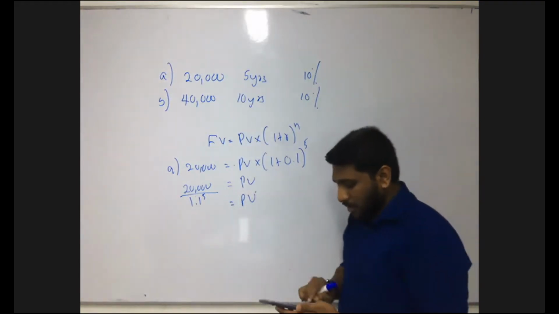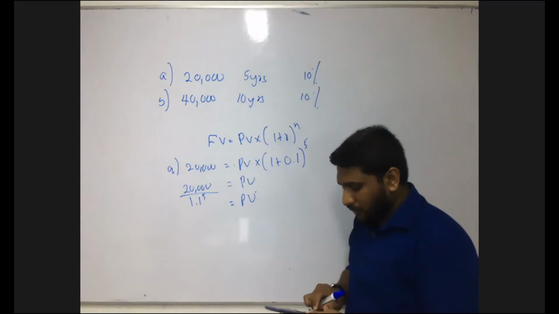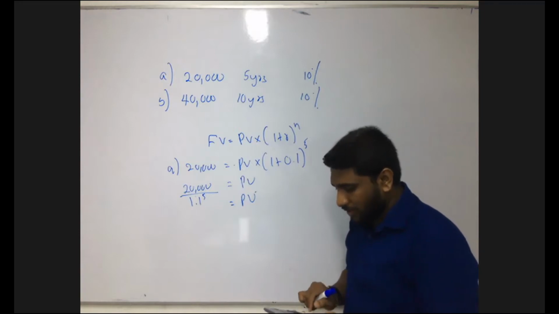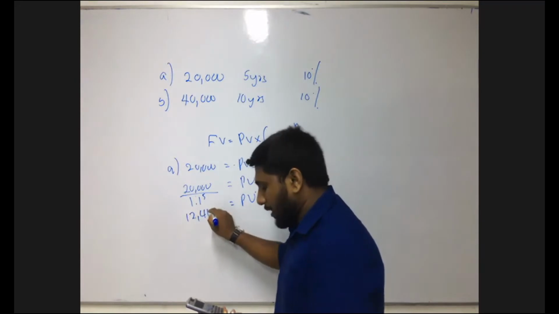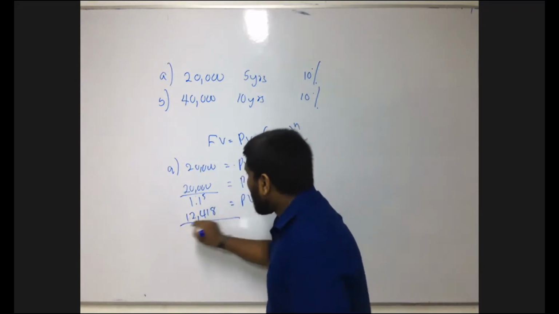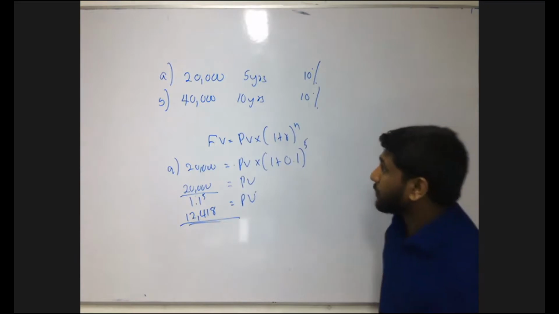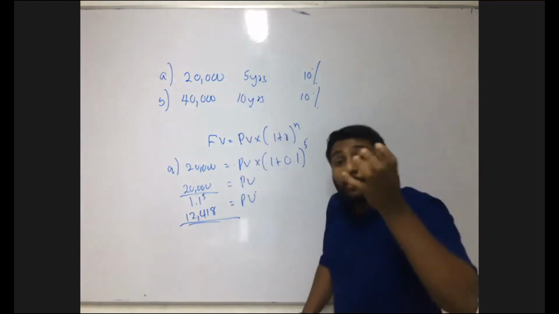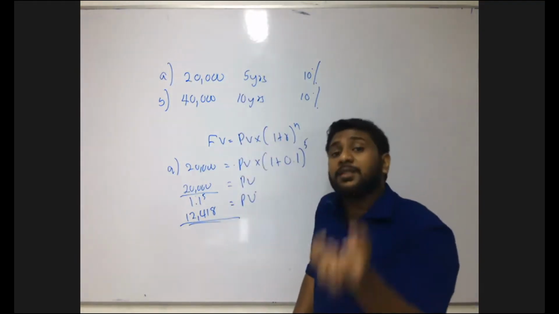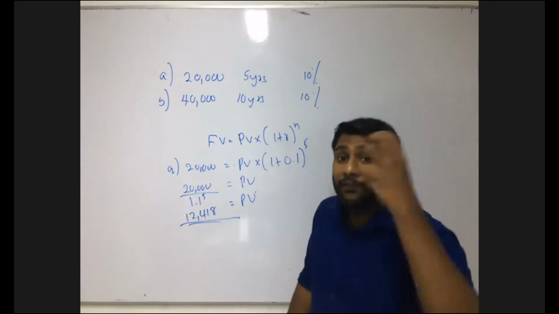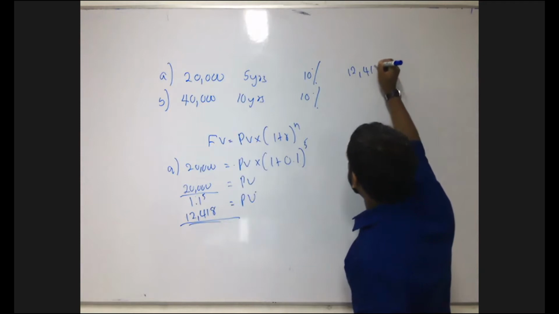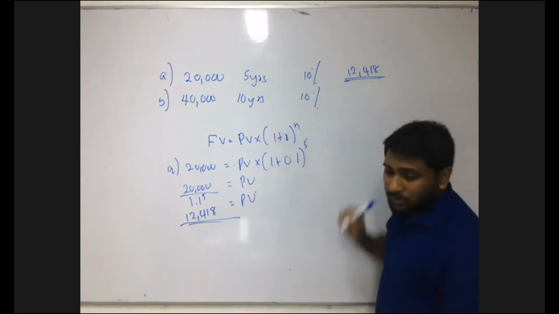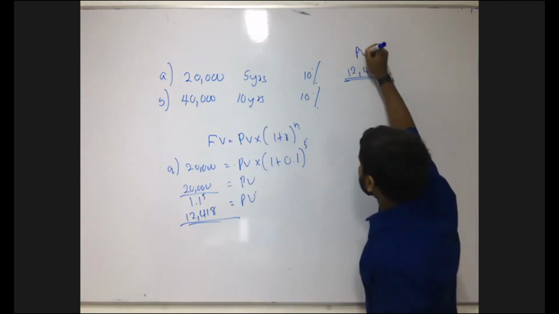Today's value is 20,000 divided by 1.1 to the power 5. Here you get the answer of 12,418. Then, guys, if you select option A, in today's terms, the value of the cash that you are getting is 12,418. This is your present value.